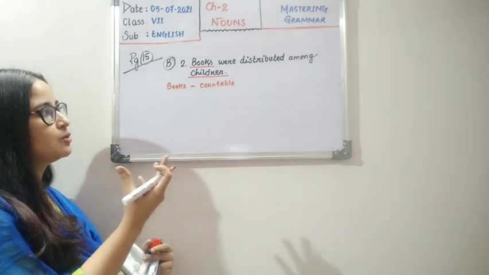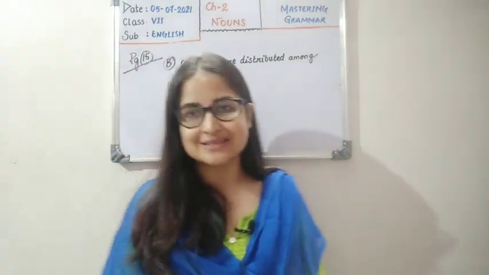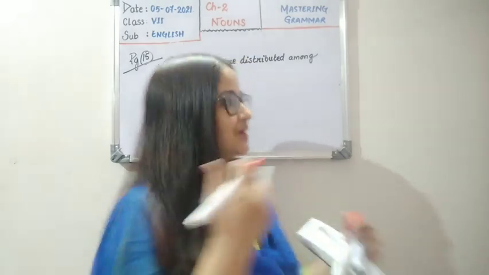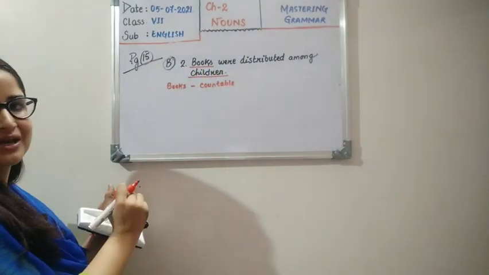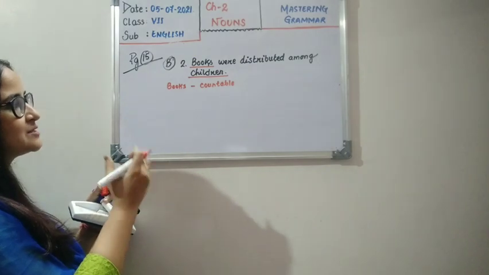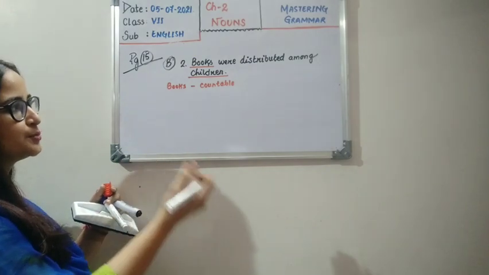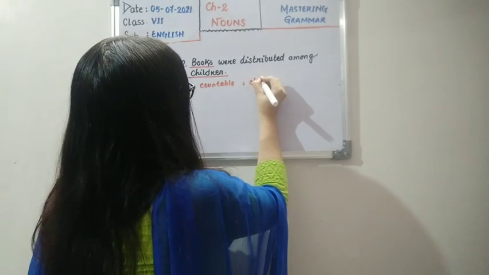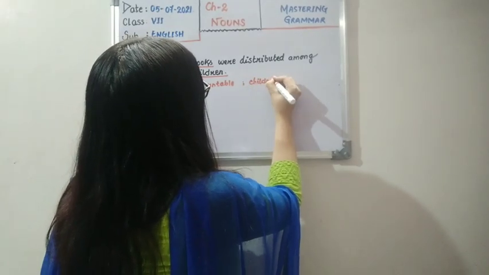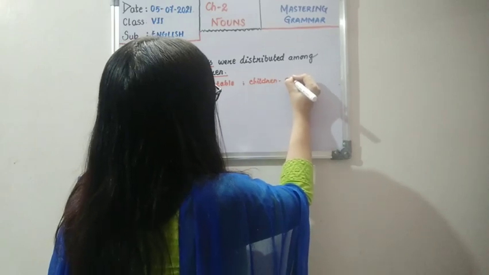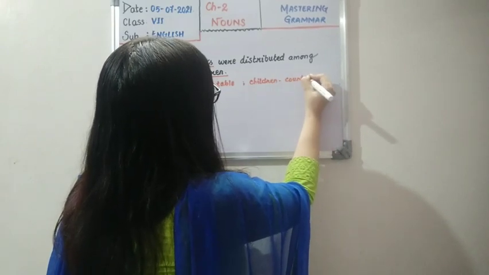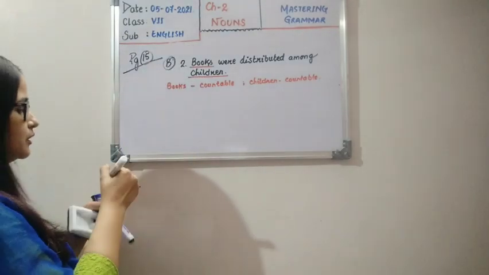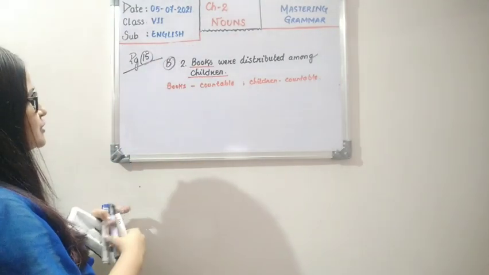Now number 2, second one, see this one, children. Children is also a plural form of child. Child changes into the plural form of child, which is children. So this has also changed its form. This has also come from singular to plural. So children also is a countable noun. Okay children, I hope you can understand how we are differentiating. You should also learn to differentiate now.